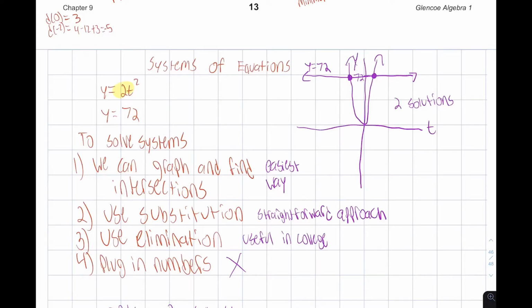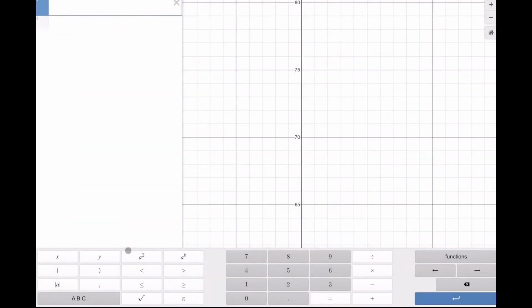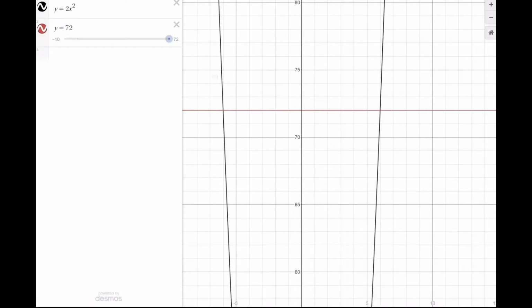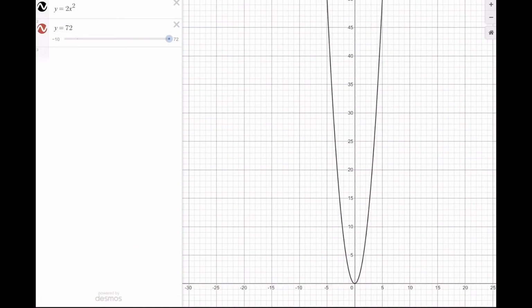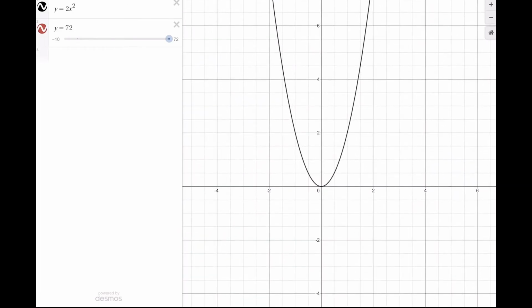From this sketch, because I didn't really make a scale, you can't see what those solutions are, but if we open up a calculator, we can see what the solutions are. The first equation was y equals 2x squared. Second equation was y equals 72. I'm using Desmos, the Desmos app, graphing calculator. I just typed in y equals 2x squared, y equals 72, and it comes up with this picture.